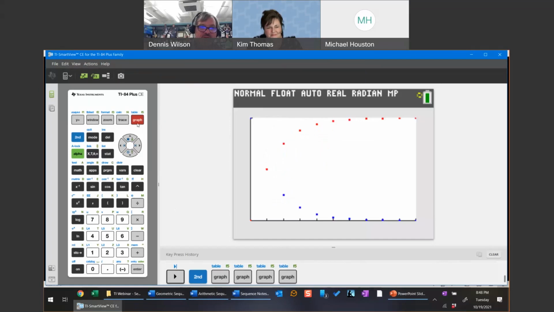But if I go to the graph, there's my cake size pieces, and we can see that it's leveling off. And right here, kids are starting to get a glimpse of that infinite series, that we can add an infinite number of terms together and get a finite value. So I'm going to try to turn this over to Kim real quick so she can do a similar thing on the Nspire. Okay.